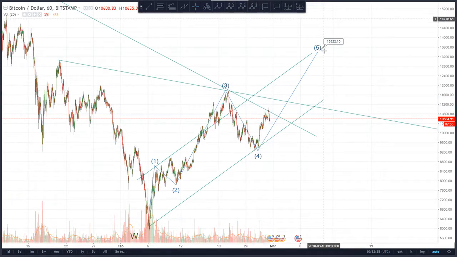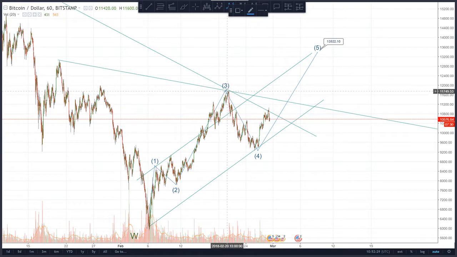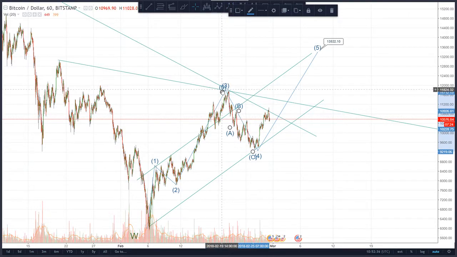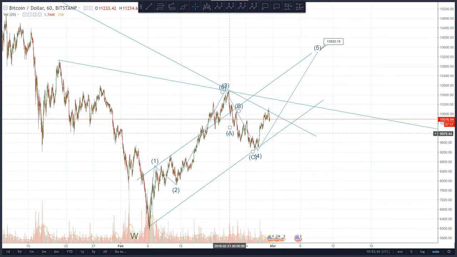So that might be quite confusing actually, but essentially it's a double ABC to form a single ABC pattern where the length of A is equal to the length of C. That's basically what I'm trying to say. So that's why I believe it was all a corrective pattern.